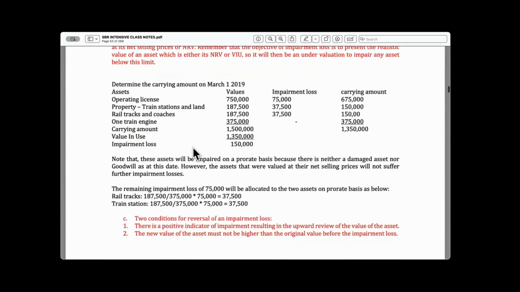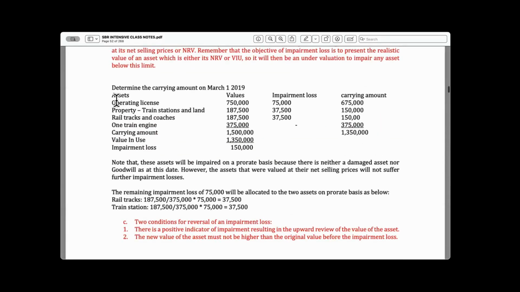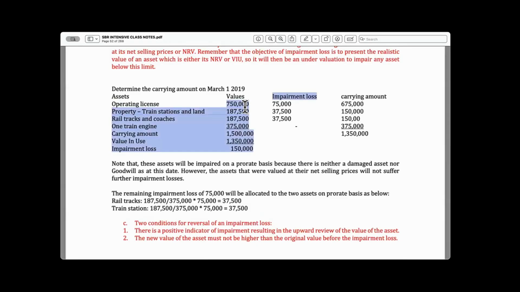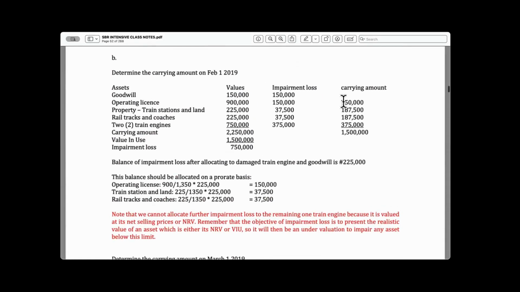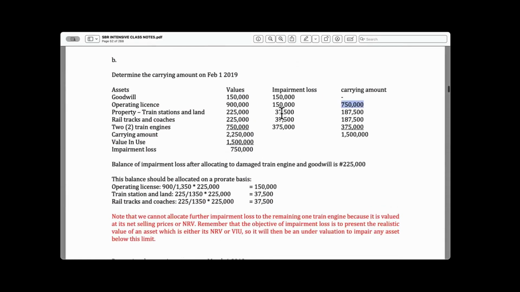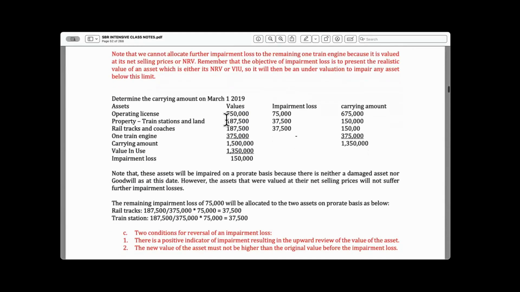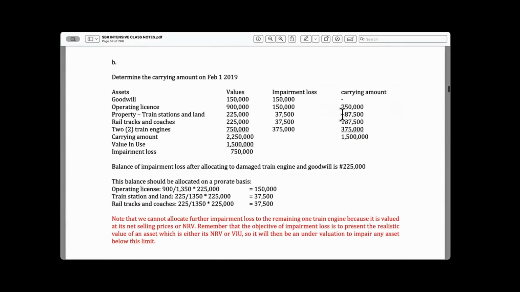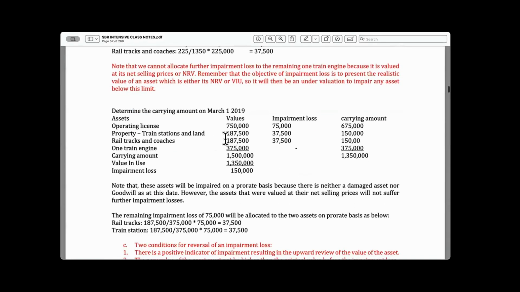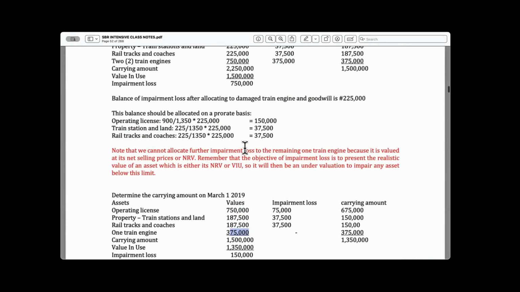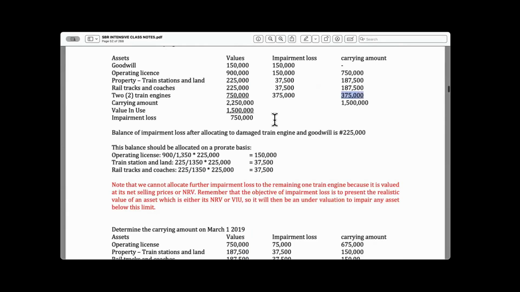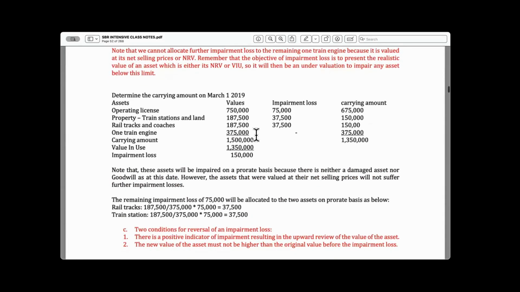So I come here and create a table again. Now my operating license value is 750, from this last value. My train station is now 187,500, which is this, and this as well. And the remaining one train engine, which is this. So now, having computed this impairment loss, I need to allocate it amongst these four assets.